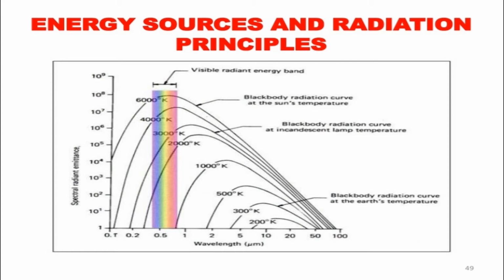In the chart of temperature and wavelength, the spectral radiant emission is generally 10 raised to 8. The wavelength reflected by the black body at 6000 Kelvin is 0.5 micrometer. At 0 Kelvin, there is zero spectral radiant emission, and the wavelength is 0.001.